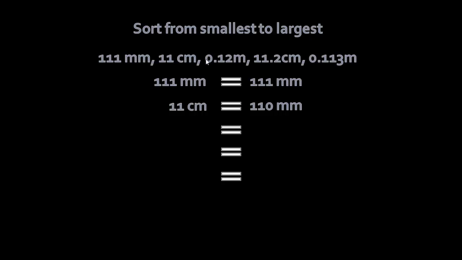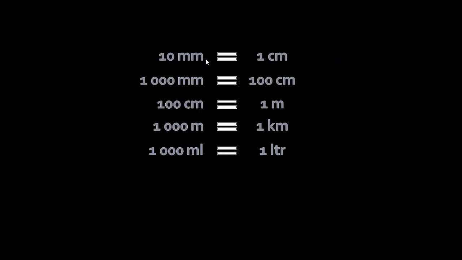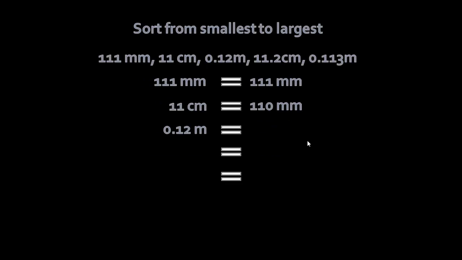Now let's look back at our conversion sheet. That shows that 100 centimeters is equal to 1 meter. So 0.12 times 1000 is equal to 120. And the fourth one is 11.2 centimeters. To convert this to millimeters, you need to multiply it by 10, which will give you 112 millimeters. And then finally, 0.113 meters, you need to also multiply it with 1000, just like you did for 0.12 meters.